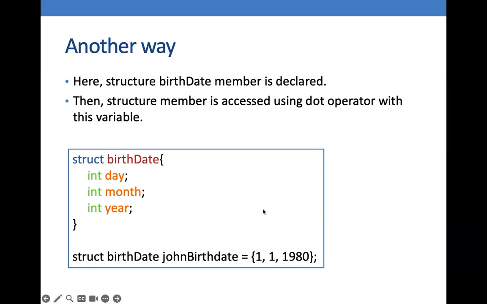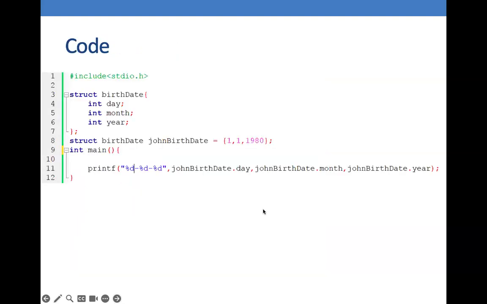And then we can also still use the dot operator to access the values. So you can see how it is done. We have this structure that we have created, the birth date, and then this is where we have declared and initialized John birth date, specifying that this John birth date is a member of this structure, and the values of the variables in the birth date, which is day, month, and then the year.